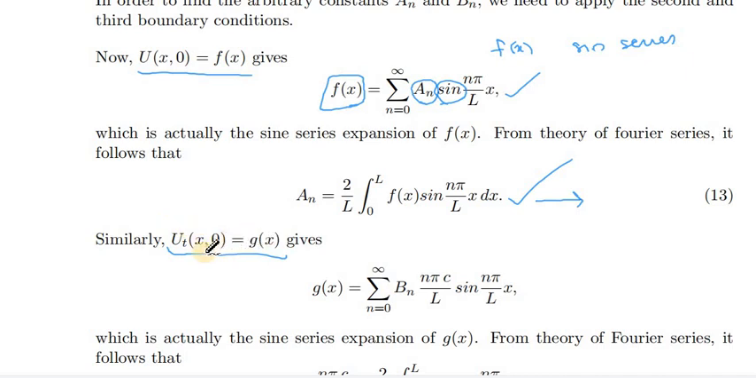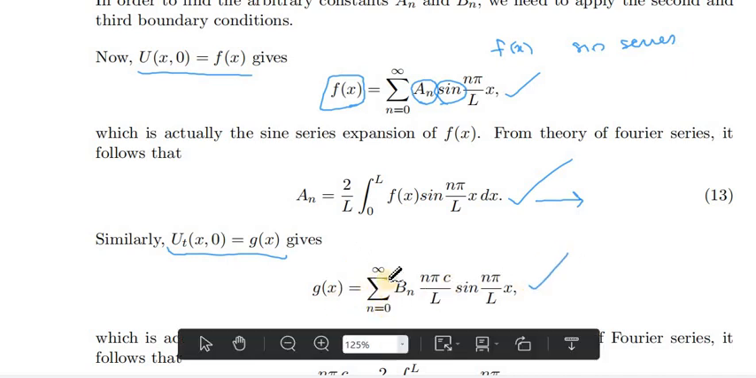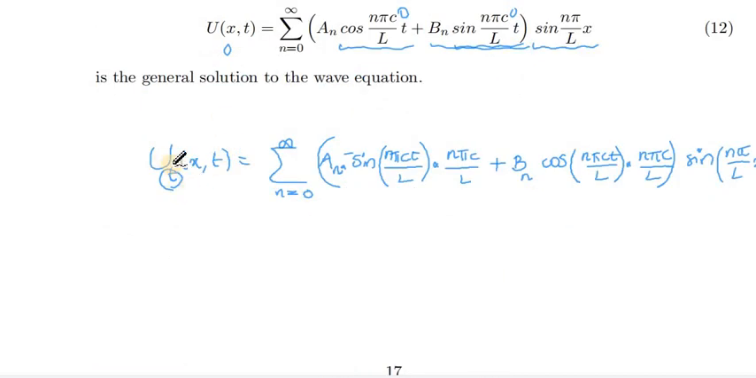Now the second condition says that the initial velocity is g(x), that is u_t(x,0) = g(x), and as in the case of u(x,0) = f(x), this gives us g(x) equal to sigma n equal to 0 to infinity of b_n nπc/L sin(nπx/L). In order to get it, you can just put in the expression of u_t(x,t) as a series, and put t equal to 0 here. So this entire term will vanish, whereas this will be having b_n into nπc/L sin(nπx/L).